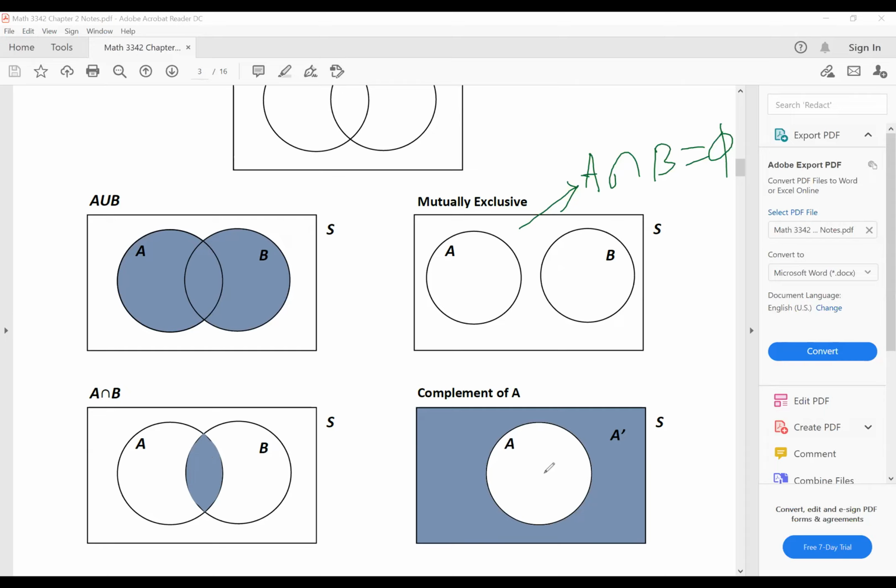And the complement of A. That means all the outcomes which are not in A but in the sample space. So that's why A complement is the shaded region which is outside A. The white region is A, and the outside region is A complement.